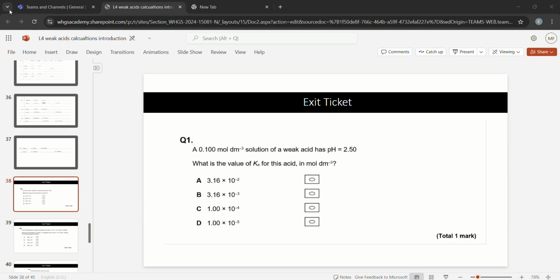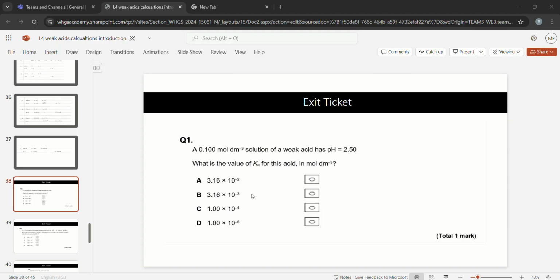Question 6. This question refers to the reaction sequence below. HCN is a weak acid with a pKa value of that. If a 0.010 mole per dm cube solution of HCN was used in the first step, the concentration of cyanide ions in mole per dm cube would be, okay.